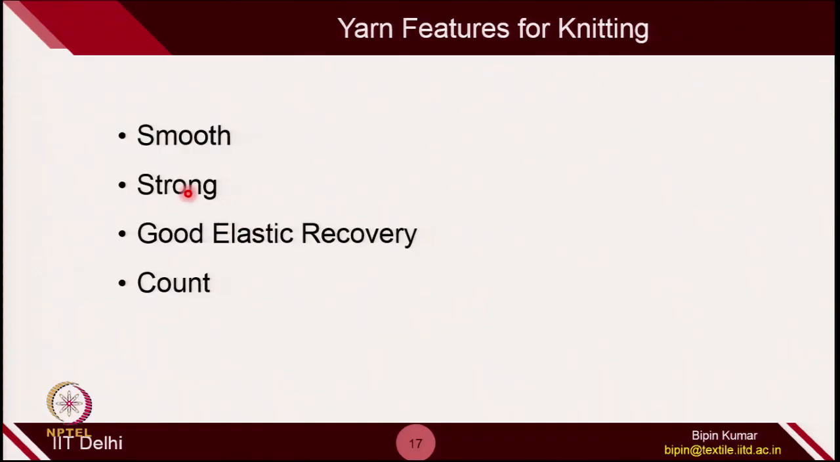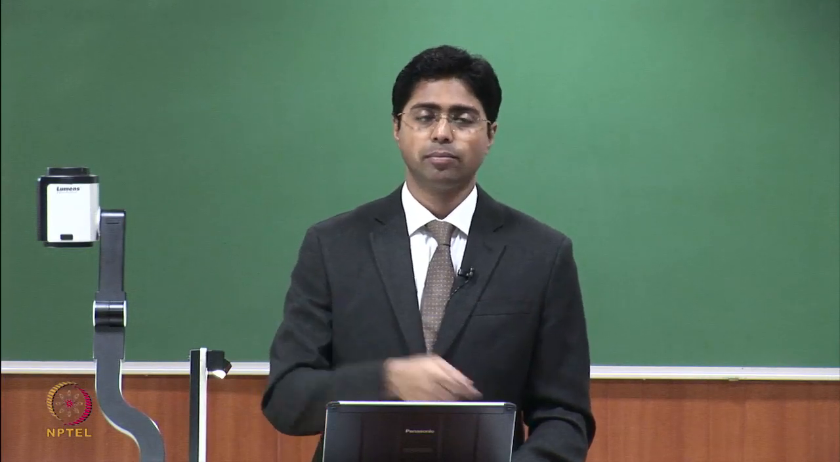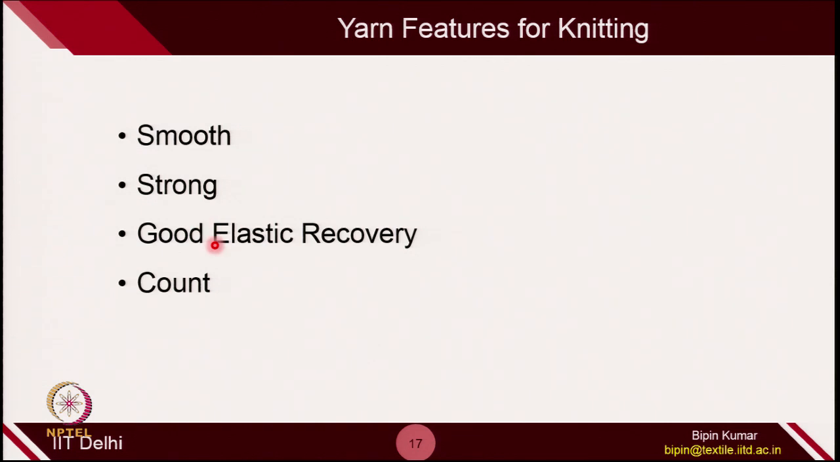The yarn should be sufficiently strong because simultaneously so many needles are catching the yarn and pulling it strongly towards the bed inside the trick. So, if the yarn is not strong, it might break very easily. So, a sufficiently strong yarn is of prime importance for knitting. Good elastic recovery is also needed, because you have seen the yarn is always in extension mode on the machine. So, the yarn should recover well, otherwise you will get extended or distorted fabric.